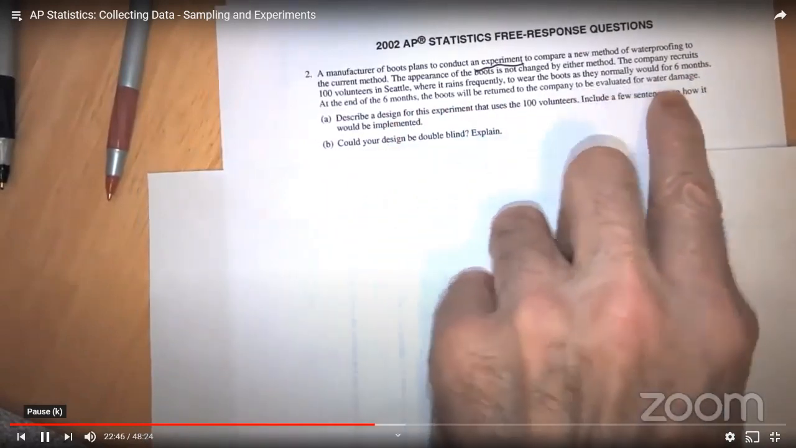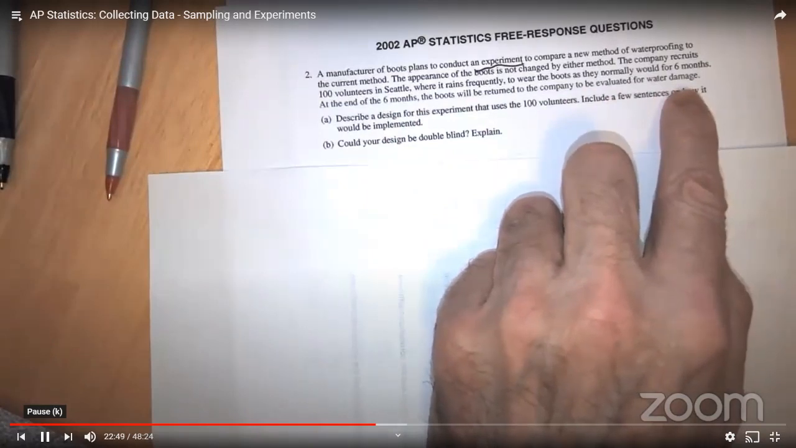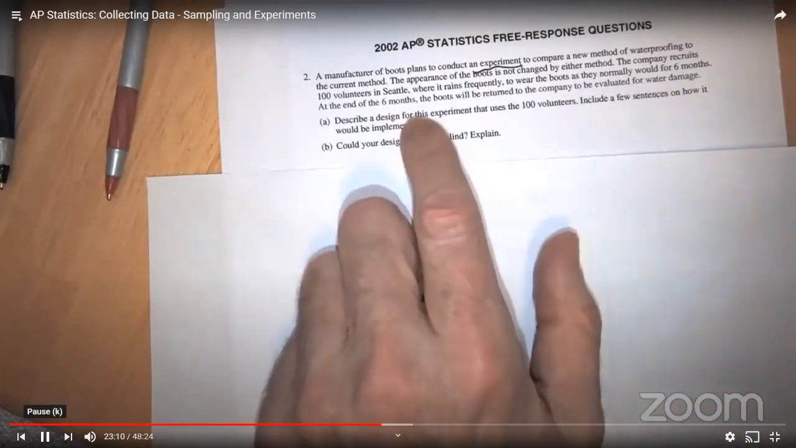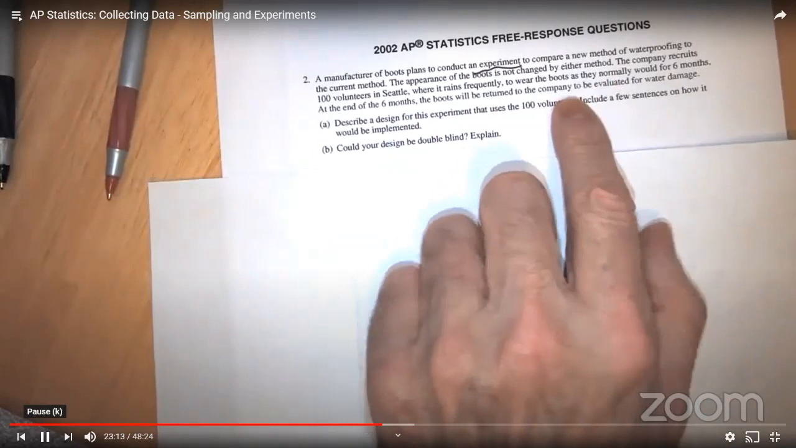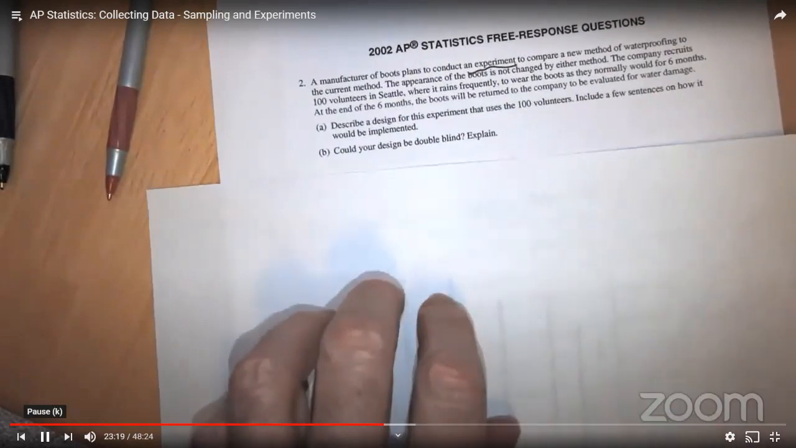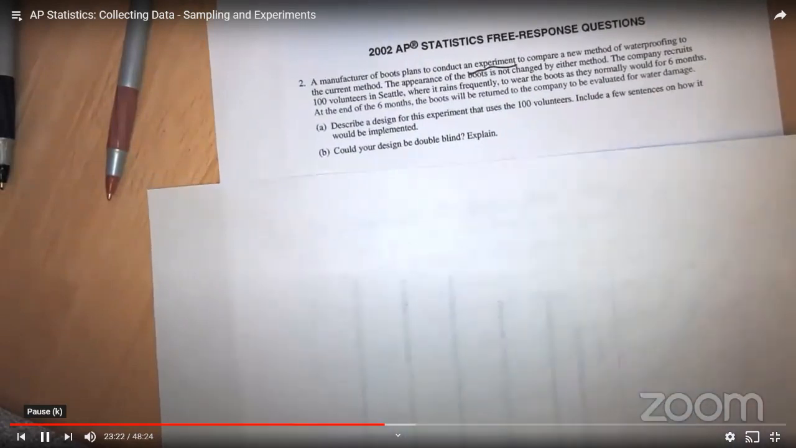At the end of the 6 months, the boots will be returned to the company to be evaluated for water damage. So it feels like we have 100 volunteers. We're going to give them some boots with different waterproofings on them, old waterproofing, new waterproofing. We want them to go out and wear them every day, in the rain. If they're a fisherman, we want them to wear them every day. If they're a high school math teacher, we want them to wear the boots when it's raining in school. And then after 6 months, they come back and the company is going to evaluate. I think we're trying to determine here, is the new waterproofing better than the old waterproofing? If it is, then they're going to make the new waterproofing and put it on the boots. If not, they're going to stick with the old design.